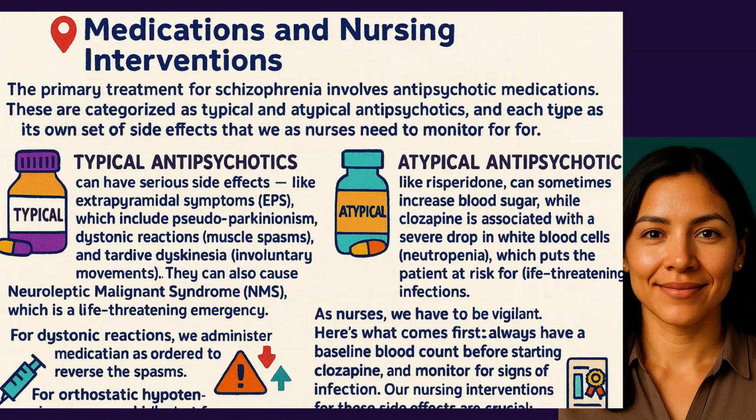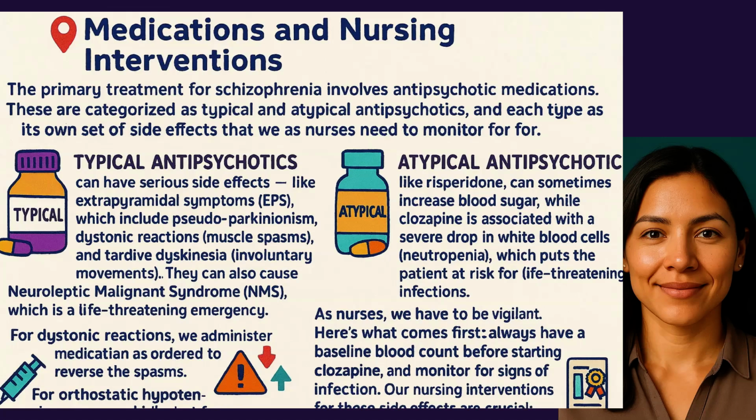Our nursing interventions for these side effects are crucial. For dystonic reactions, we administer medication as ordered to reverse the spasms. For orthostatic hypotension, we teach patients to rise slowly from a sitting or lying position. For a patient on clozapine, we are on high alert for any signs of infection due to the risk of neutropenia. For tardive dyskinesia, we use an assessment tool like the AIMS scale to monitor for any changes.